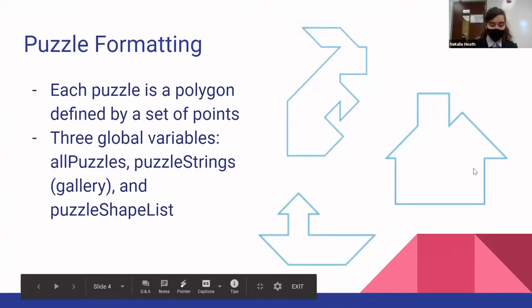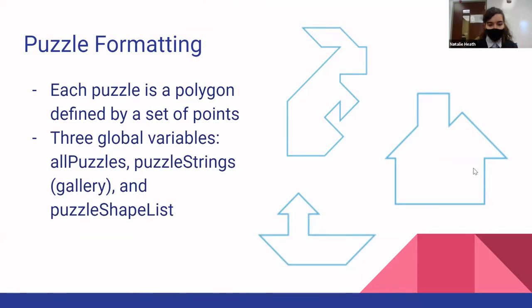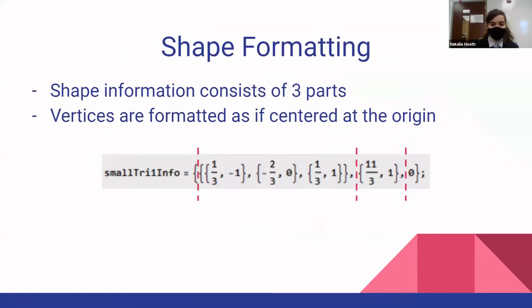So for our puzzle formatting, throughout our code, we use 3 main global variables. The first is all puzzles, and each puzzle is a polygon. And the second is puzzle strings, which contains the name for each puzzle. And those names are displayed on the buttons in the gallery that you could see during Natalie's demo. And then the last global variable is puzzle shape list, which contains the list of shapes that are needed to solve each puzzle. The first puzzle in all puzzles is named by the first string in puzzle strings, and it's solved using the first list of shapes in puzzle shape list. This is the same for the second puzzle, third puzzle, and so on.